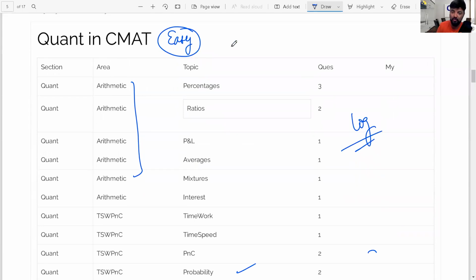Target score for a good student is 90 plus and minimum score required is 70. This is your range. 70 to 90 marks आपको मैथ्स में लाना ही पड़ेगा if you want a good score in CMAT. So if you're very good in quant, then target should be 90 plus. If you're average in quant, target should be 70 plus. ठीक है.